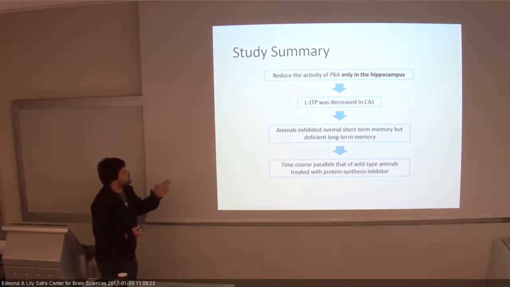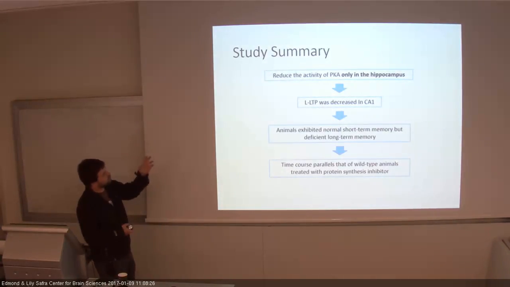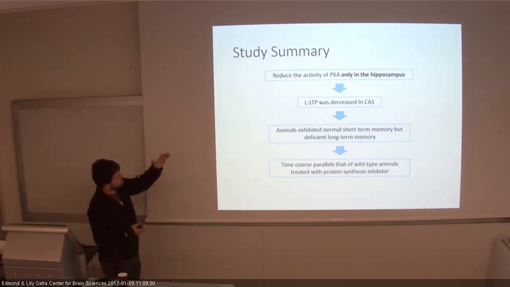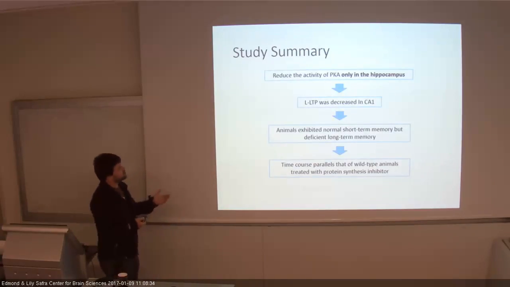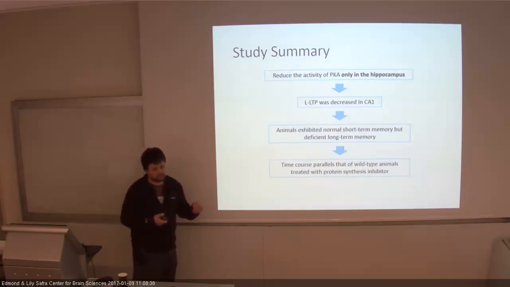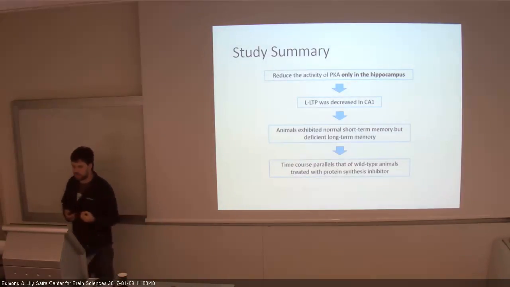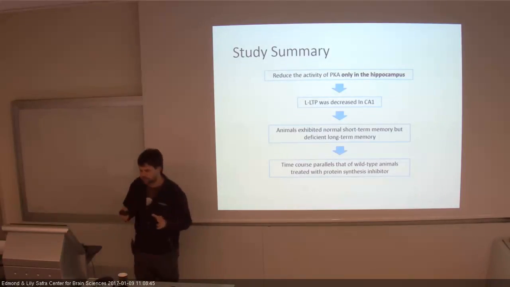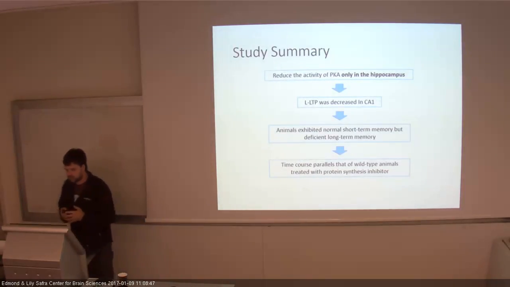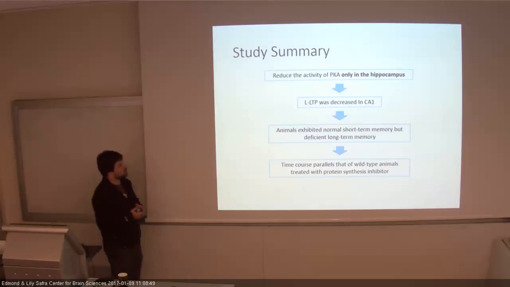And the way they did it, if I try to put the logic of the article in a flow chart, is that first, in order to prove that something is significant, you reduce the activity of the PKA. And they did that only in the hippocampus. Almost only in the hippocampus. Today we have better ways to do it much more specifically.